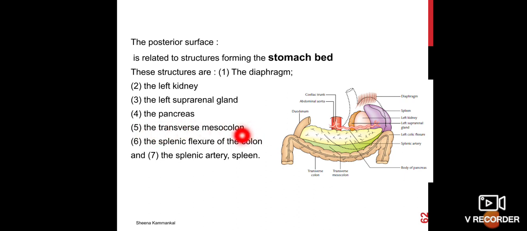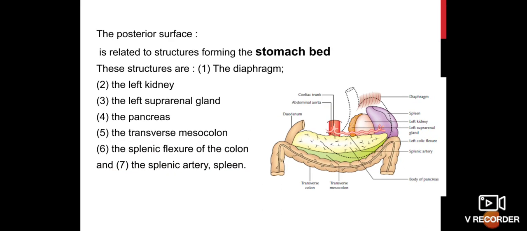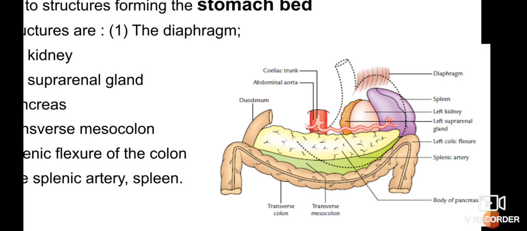Transverse mesocolon is the peritoneal fold of the transverse colon. Then the splenic flexure of the colon. This is the splenic flexure of the colon. Then the splenic artery and the spleen. In this picture you can see these different parts. The stomach is given as an outline here, and the structures present under the stomach are very clear here.